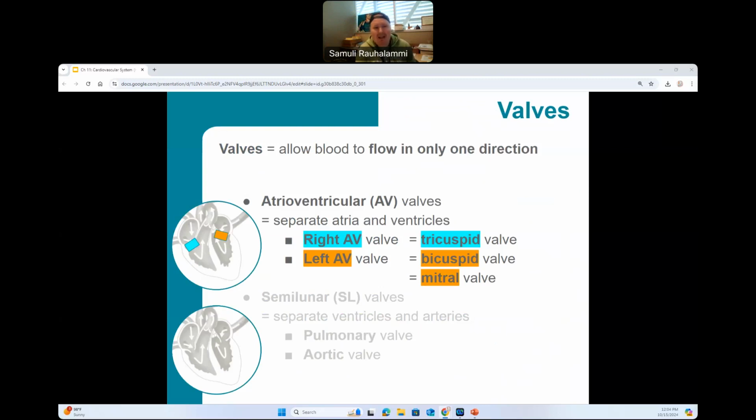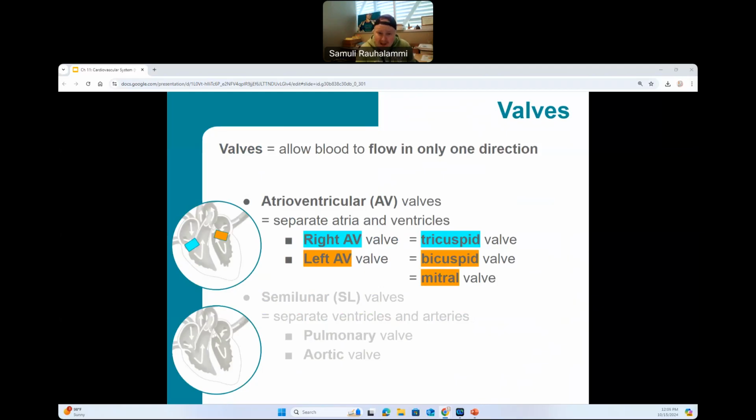So let's unpack the atrioventricular valves a little bit more. On the right-hand side, we're going to see our right AV valve. This separates the right atria from right ventricle. We sometimes see that the right AV valve is also called tricuspid valve. And this is because there's 3 leaflets of heart valves that make up this valve.